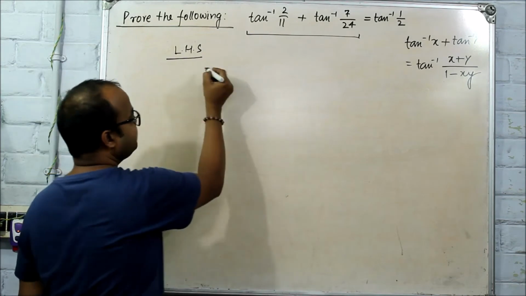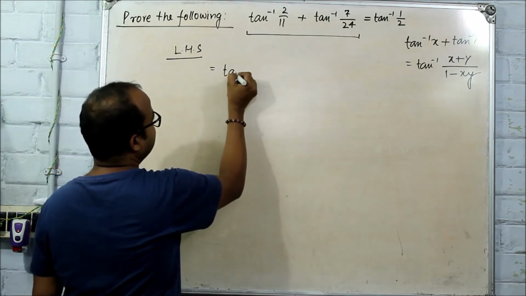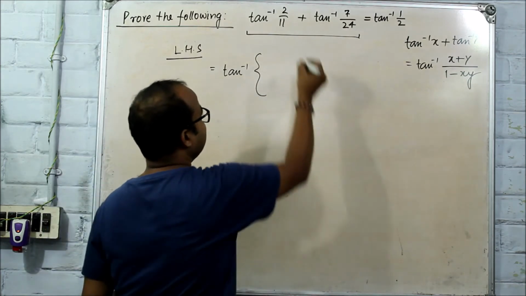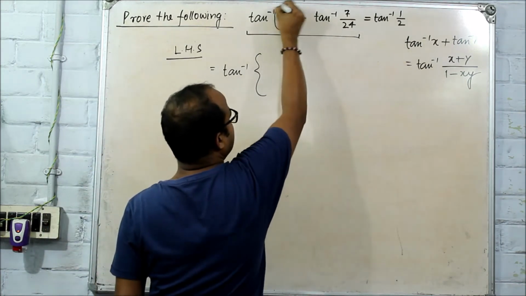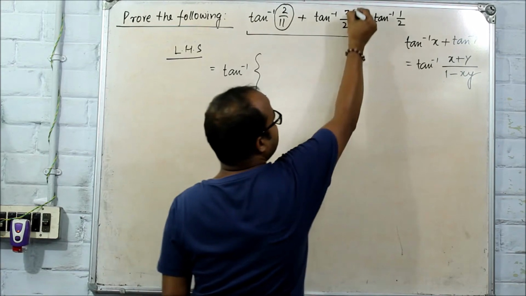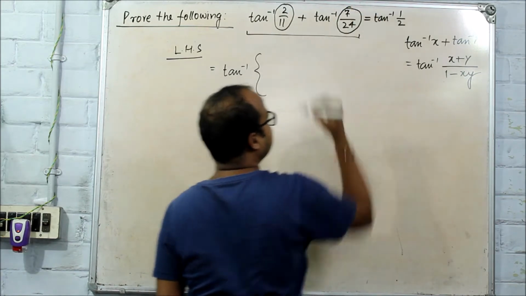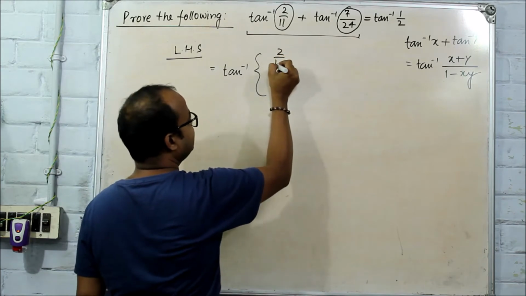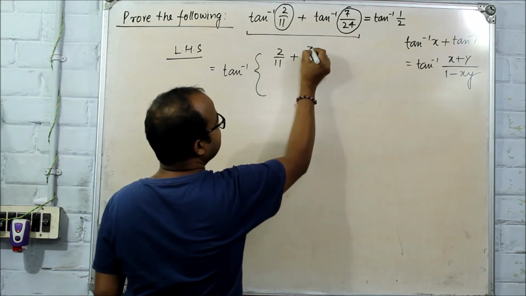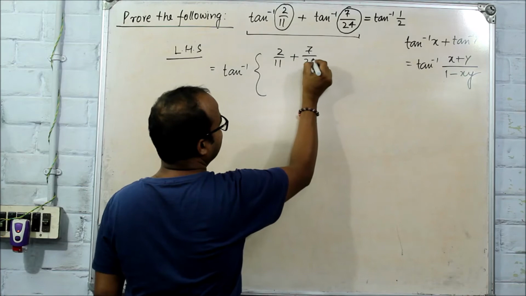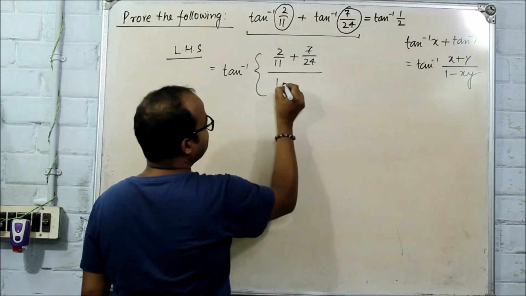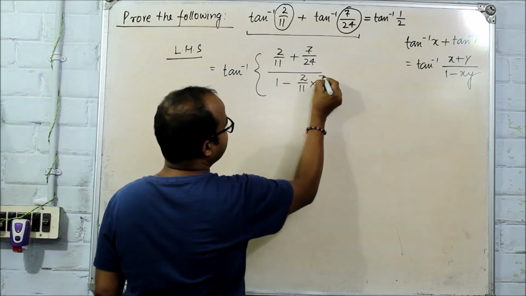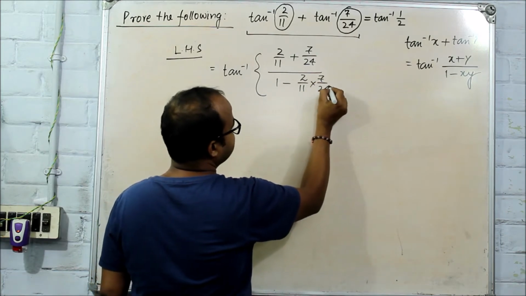Clear? So if we apply the formula, tan inverse of, in place of x we need to substitute 2 by 11, in place of y we need to substitute 7 by 24. So we write 2 by 11 plus 7 by 24 by 1 minus 2 by 11 into 7 by 24.